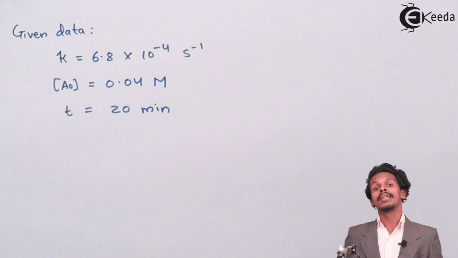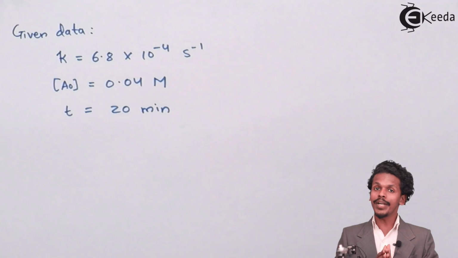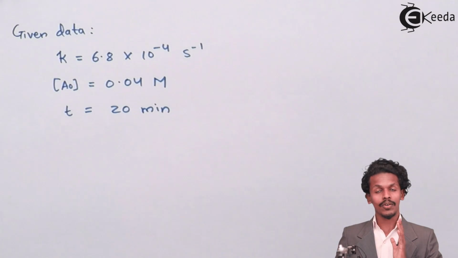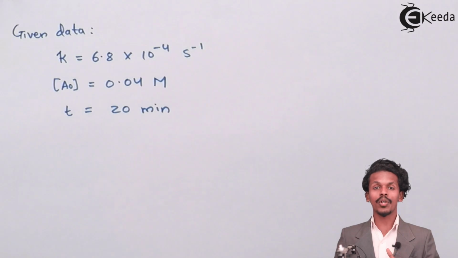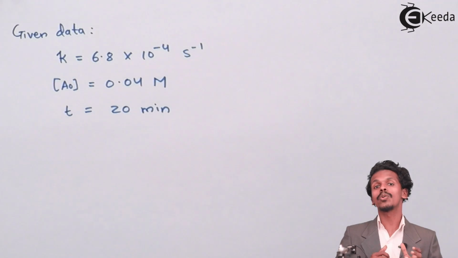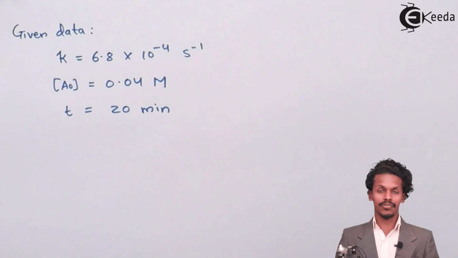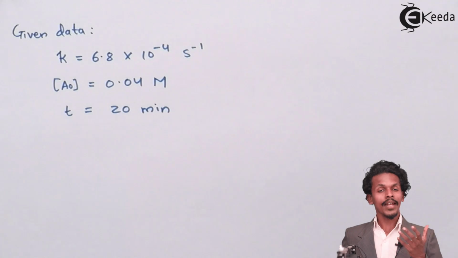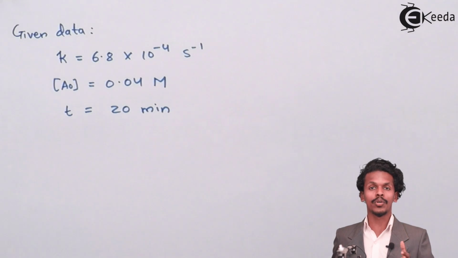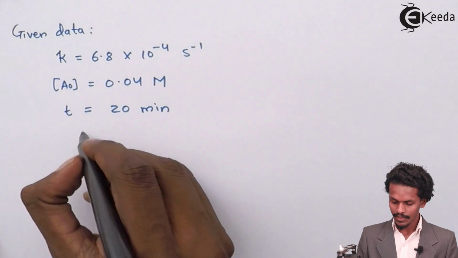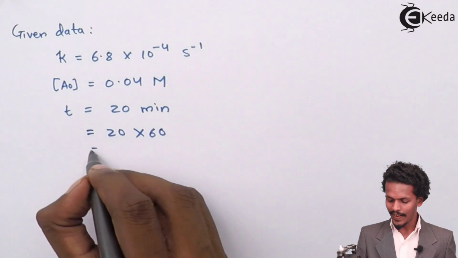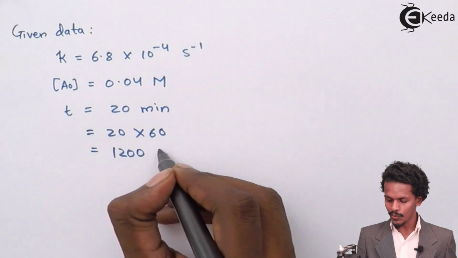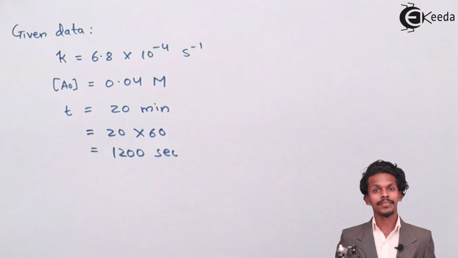We should note that the unit of the rate constant and the unit of time used for the reaction should be related to each other. So we are now converting this 20 minutes into seconds. Therefore 20 into 60 is 1200 seconds.